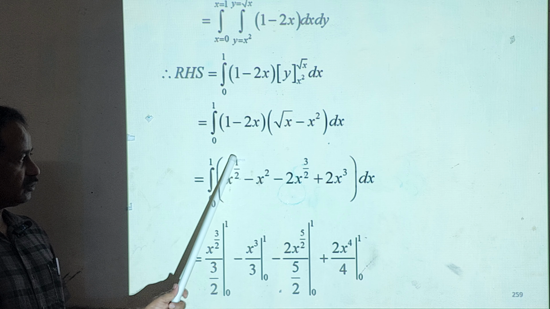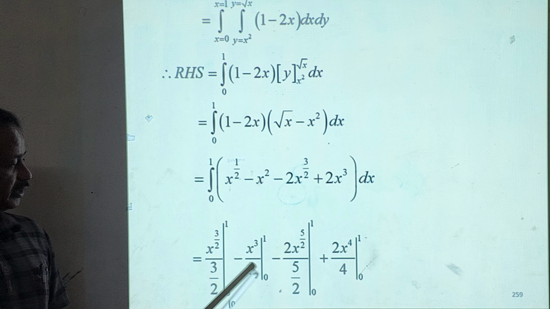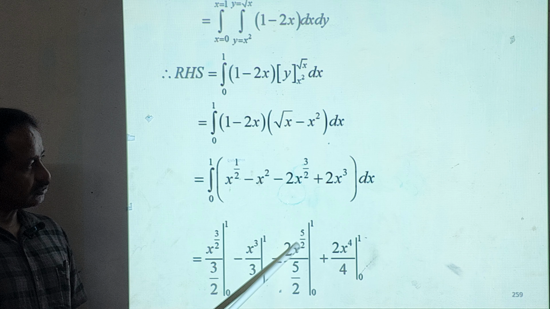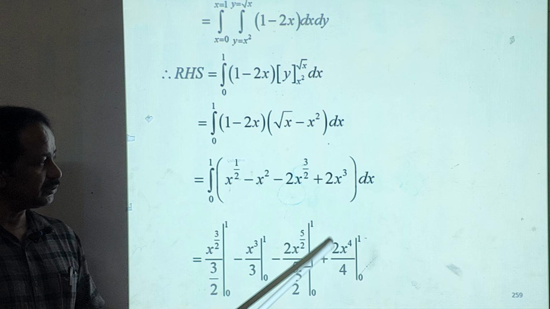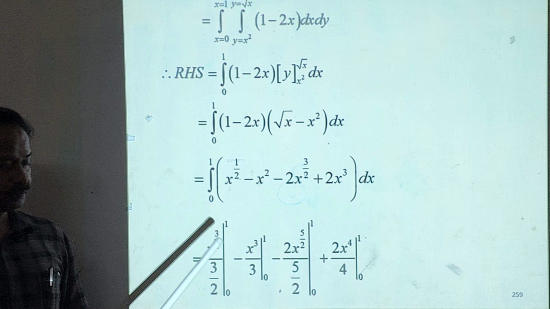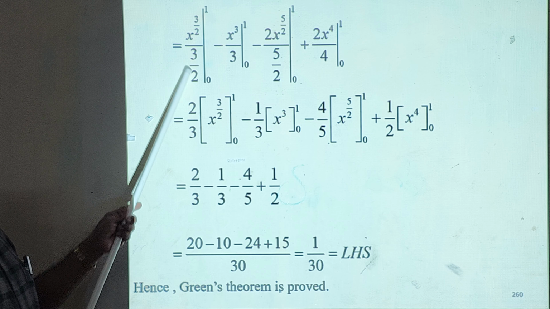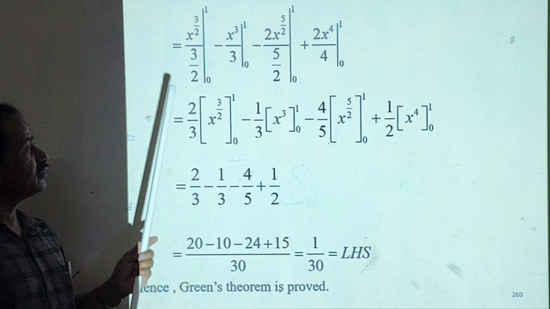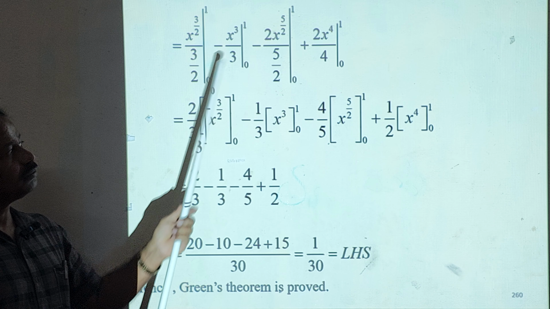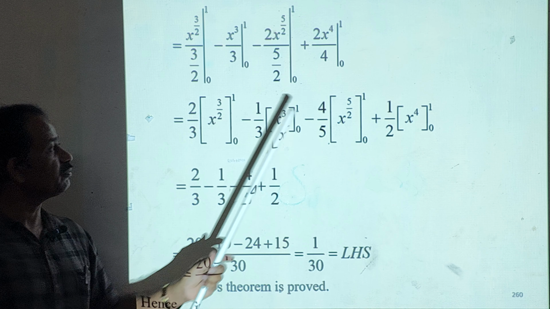So now integrating x to the power 1 by 2 will give you x to the power 3 by 2 divided by 3 by 2, x cube by 3, correct? We have 2 x to the power 5 by 2 divided by 5 by 2, and x cube is there, so x to the power 4 by 4. Now 3 by 2 I can bring to the numerator, that will give you 2 by 3. Similarly 5 by 2 I can bring to the numerator, will give you 2 by 5. 2 2s are 4, so minus 4 by 5.